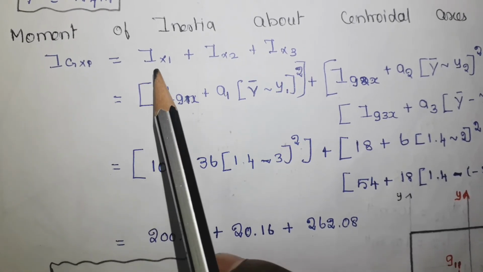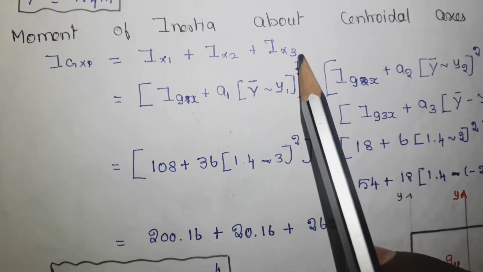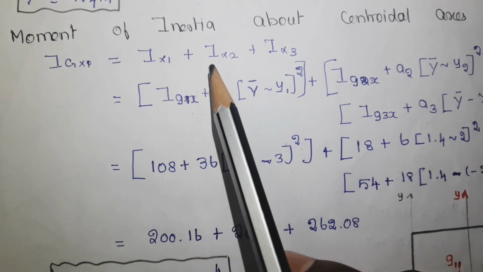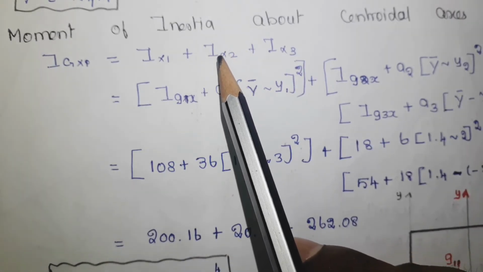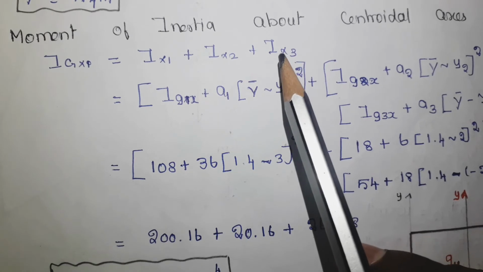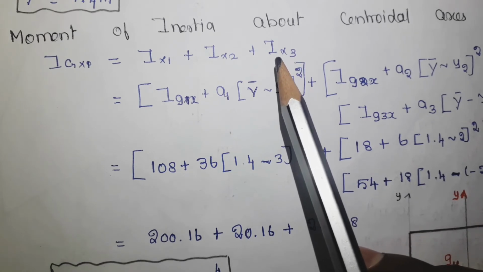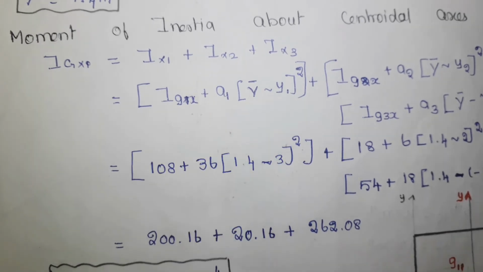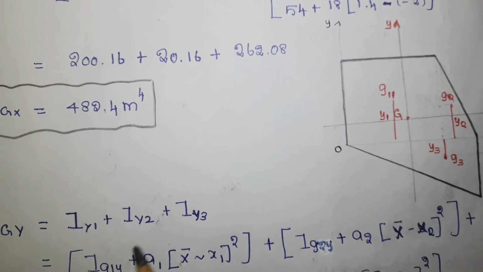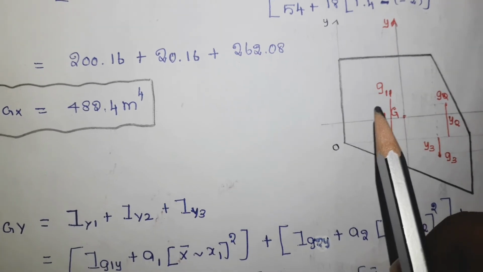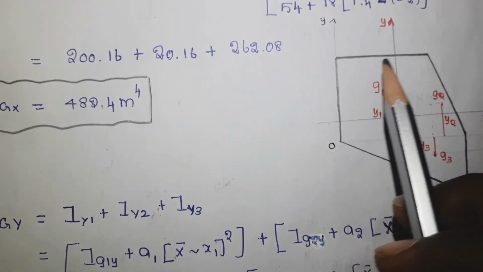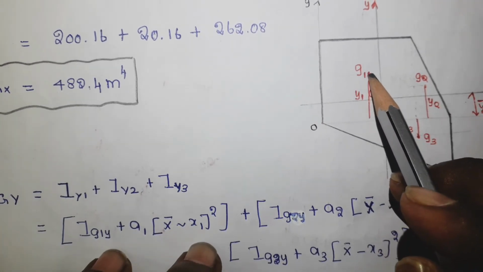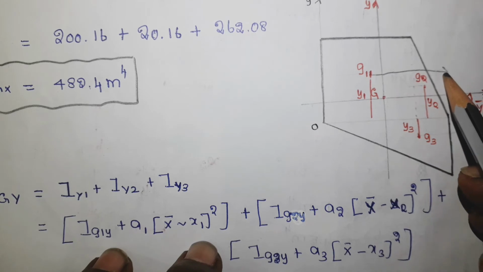Igx equal to Ix1 plus Ix2 plus Ix3. Ix1 is nothing but the moment of inertia of the square. This is the moment of inertia of triangle 1. This is the moment of inertia of the second triangle with respect to centroidal axis. You have to find separately, then you have to add. Now let us look at this diagram. Here this is the position of centroid for this square. Okay, so we know the moment of inertia about this axis, Ig1x.